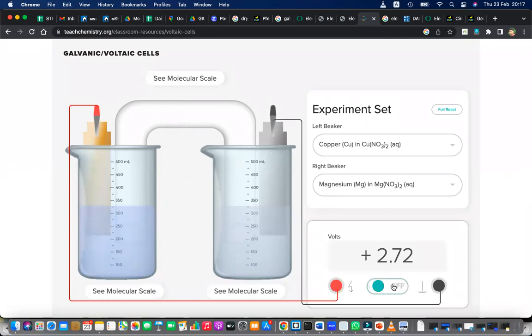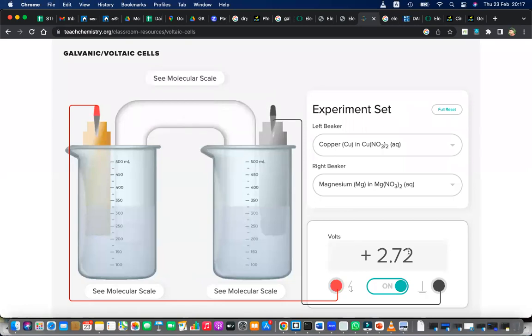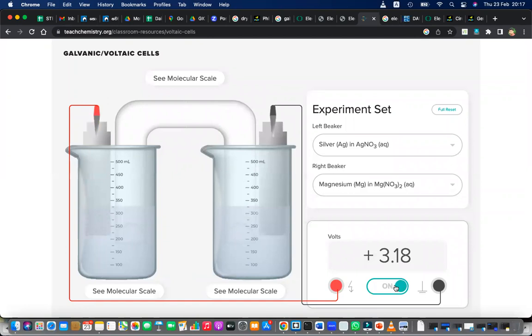Magnesium and copper. Oh, that is very good. It's generating plus 2.72 volts. One side magnesium, other side copper. See the molecules again: sodium plus and nitrate are moving, but this generates more voltage. When you see silver and magnesium, it's 3 volts. Likewise, you can change the solutions and create these galvanic cells.